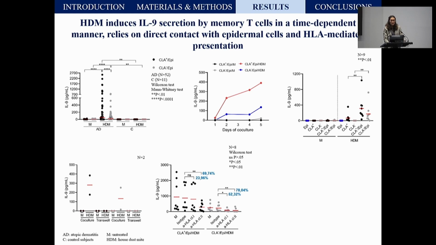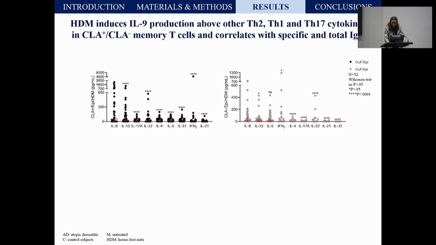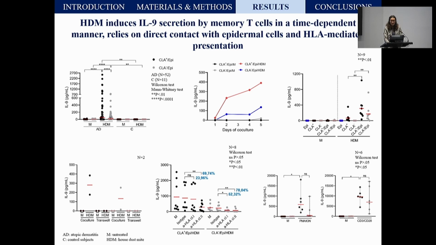Then, the neutralization of class 1 and class 2 molecules drastically reduced IL-9 production, which means that it depends on HLA-mediated presentation. The polyclonal activation of our co-cultures induced CLA positive and CLA negative IL-9 production, but we did not see the preferential CLA positive IL-9 production as observed under house dust mite stimulation.